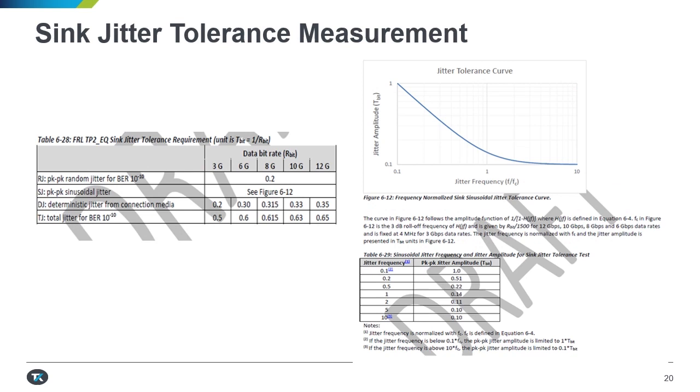SJT, that is the sync jitter tolerance measurement. This is an important measurement. RJ, the random jitter, SJ, the sinusoidal jitter, DJ, the deterministic jitter, TJ, the total jitter measurement, performed on all the FRL rates. The jitter frequency starts from 100 kHz to 10 MHz, and the peak-to-peak jitter amplitude is limited to 0.1 Tbits. Here is the SJT curve defined, the jitter amplitude versus the jitter frequency.